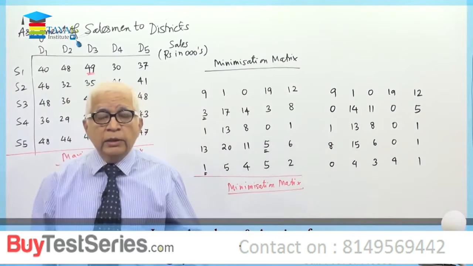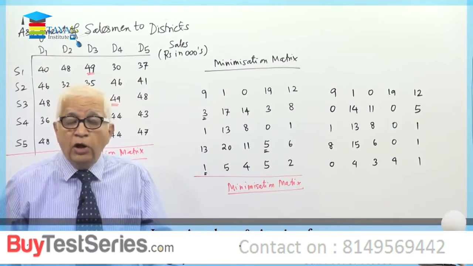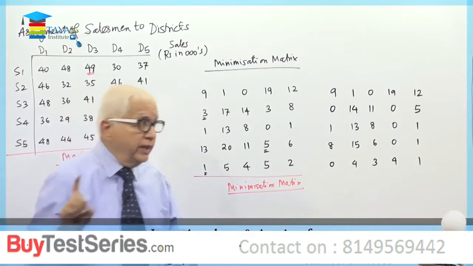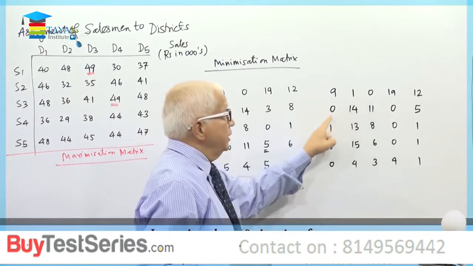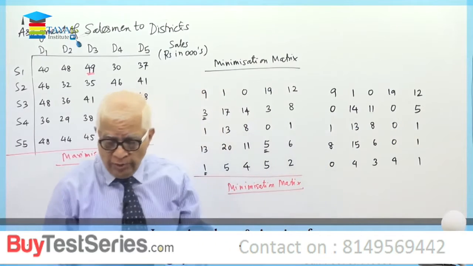So what do you find? Row minimum has been subtracted from all numbers, from all the rows. As a result, what has happened? In each row, there is at least one 0. Here there is a 0, here there are 0, 0 here, 0 here, 0 here. Fine. So row minimum subtracted.